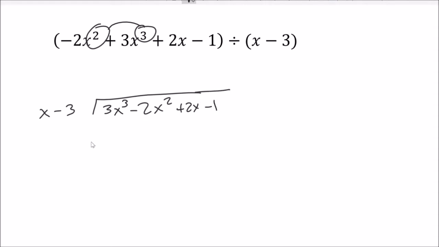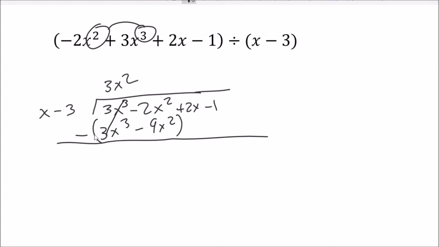Okay, and now you're probably ready to roll through this one on your own. I think you probably can handle it. So go for it. All we're going to do is say x times something is 3x cubed, so that would be a 3x squared. Multiply it down. We get 3x cubed minus 9x squared. Make sure you understand that you're subtracting.